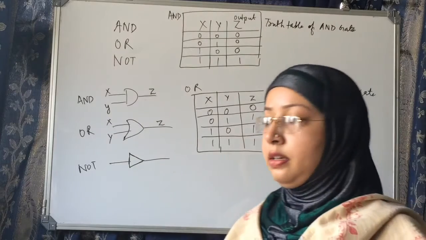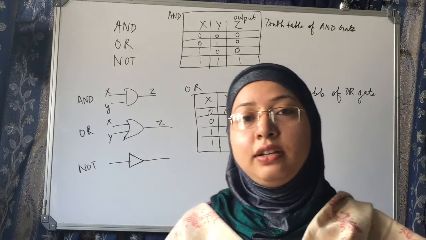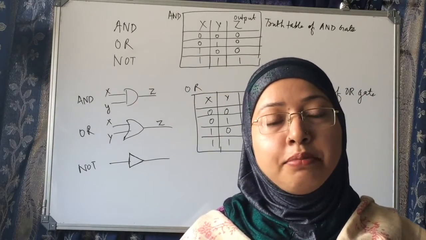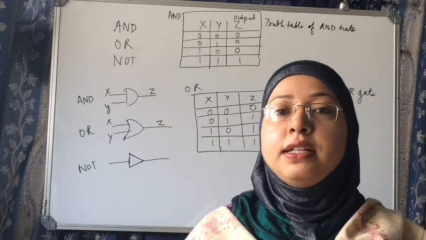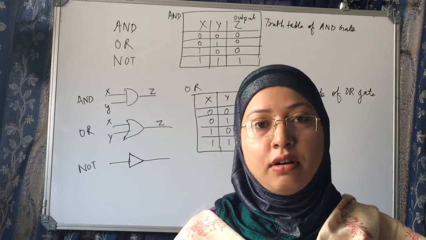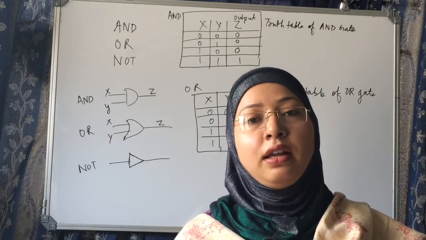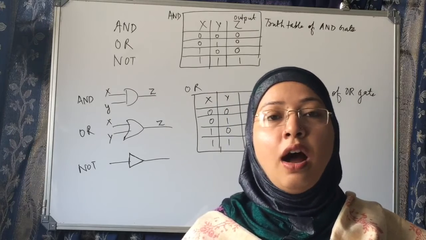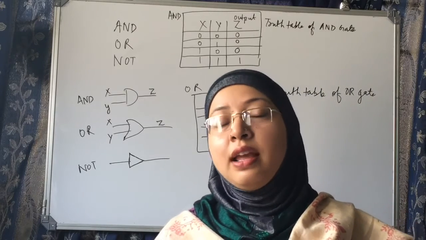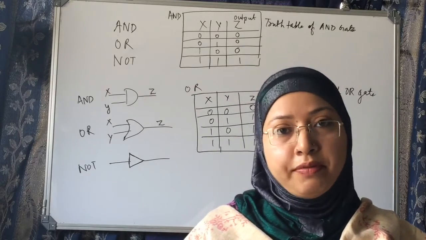Now we'll see the NOT gate. What is the NOT gate? Whatever the input is, the output will always be its opposite or complemented form. That is known as the NOT gate. What will it do? It will complement the input. The output will always be the complement of the input. Complement means the opposite of that. If the input is 1, the output will be 0. If it is 0, the output will be 1.